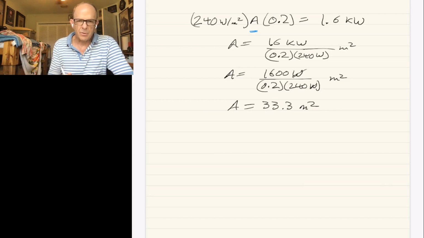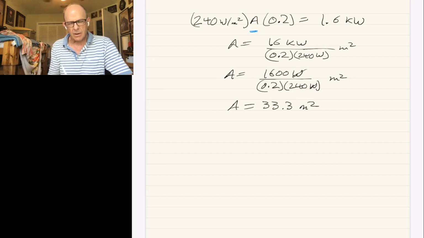So that's the area in this example that I would need to cover with solar photovoltaic panels with 20% efficiency to, averaged over the course of the year, provide enough electrical energy to supply my house with its annual use of electricity.